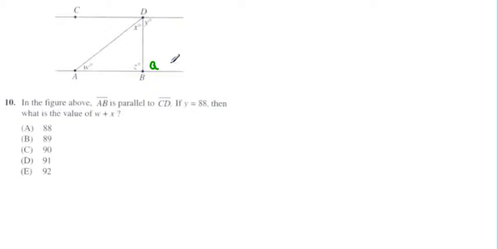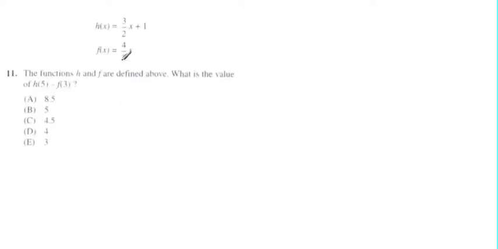Now, here, what you will be realizing is this. Because y is equal to 88, z will also be equal to 88. If z is equal to 88, what's the value of A? A will be 180 minus 88, which will be equal to 92.